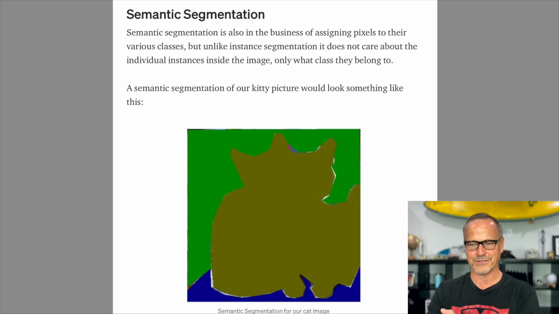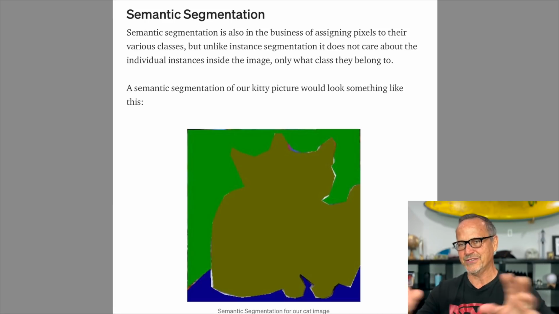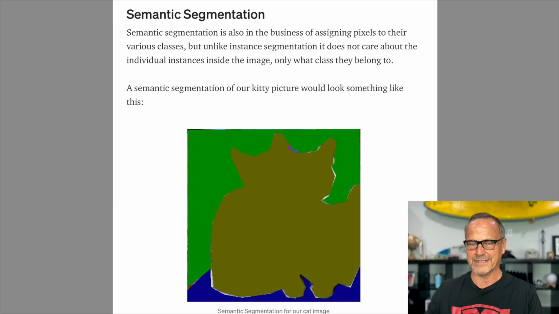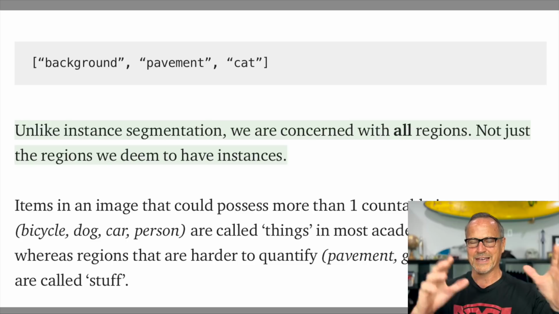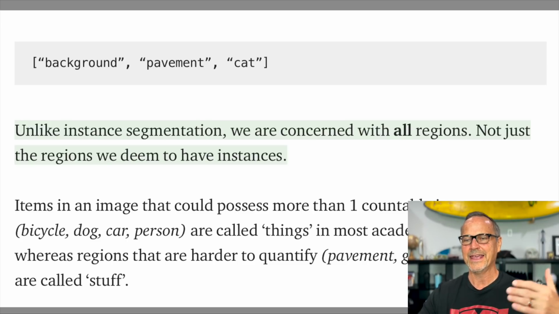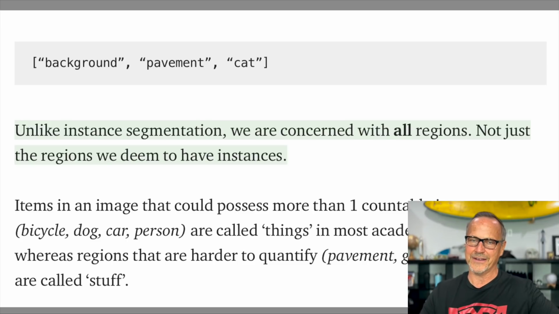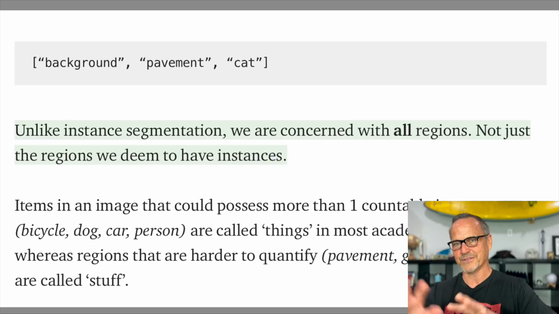So you can see there's stuff, there's green and there's blue in this image, but then the sort of olive color is the actual cats. But we have not segmented that into the individual cats. We've just grouped it and said these are all collectively cat. So this just gives you a little bit of a verbal confirmation of that. Unlike instance segmentation, we are concerned with all regions, not just the regions we deem to have instances. So you can see the categories are background, pavement, and cat. And again, the computer would be like category 0, category 1, category 2, something like that. It doesn't really understand what they are in a human sense, but it is able to segment out all of these pieces.